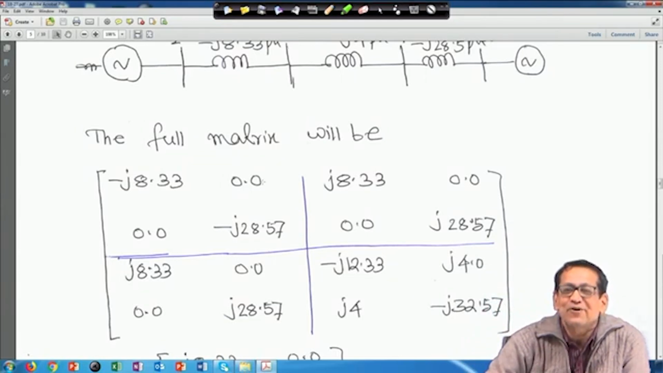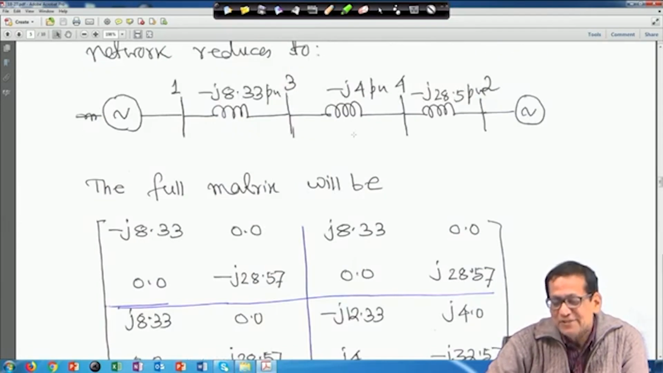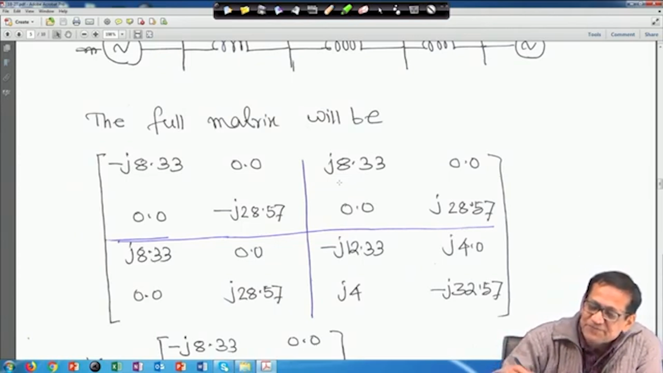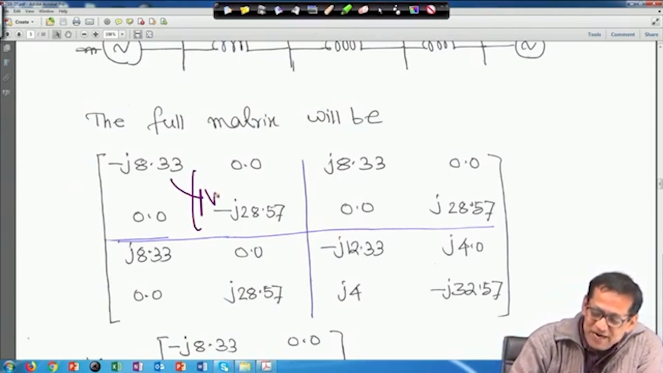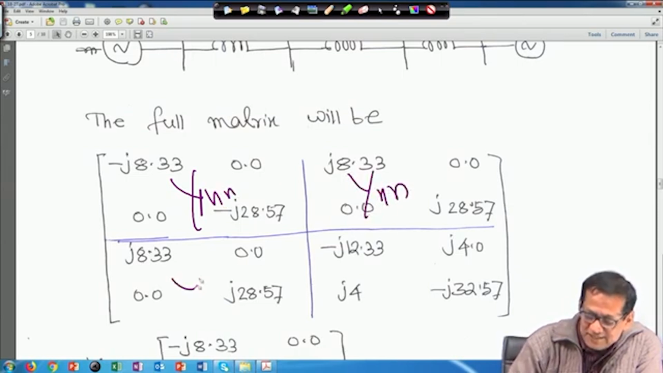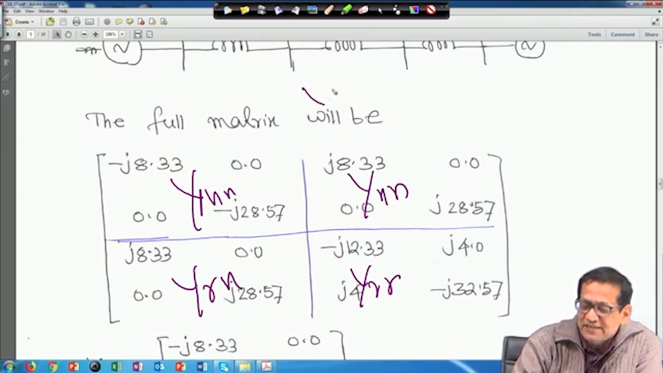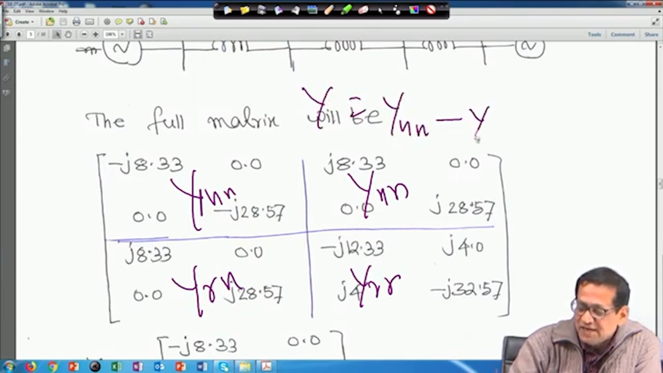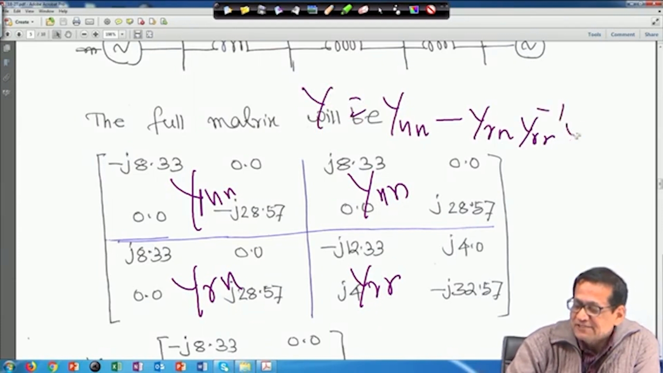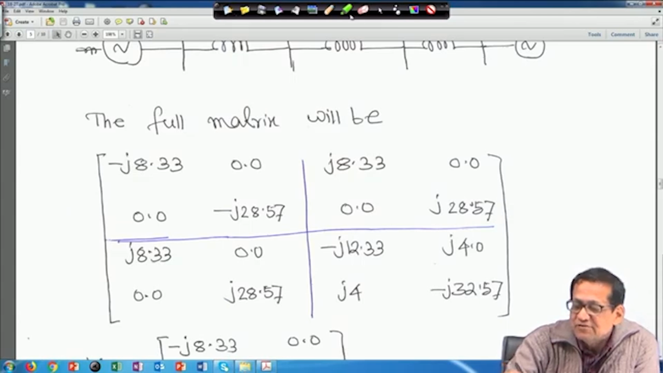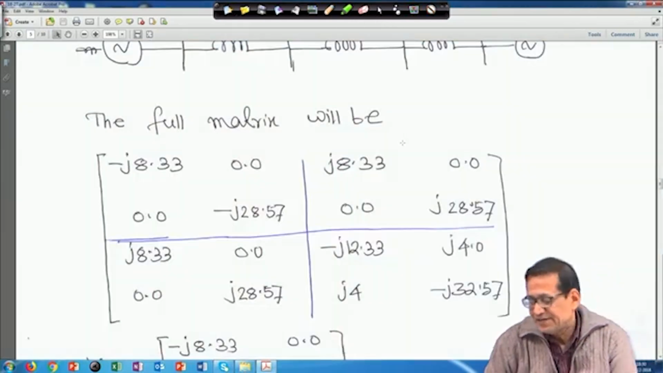So, that bus voltage 3 is 0, but for post fault, when that line is removed, this is the network diagram, and if you construct the Y matrix, it will be like this, and you partition it. So, this is a 2 into 2 matrix Y n n, this is Y n r, this is Y r n, and this is Y r r, right. You use the same relationship, Y in general is equal to Y n n minus Y n r, Y r r inverse, Y r n.